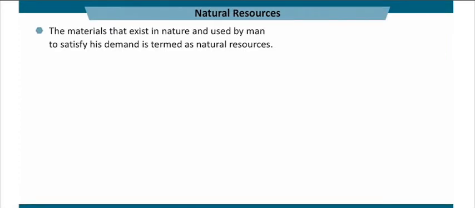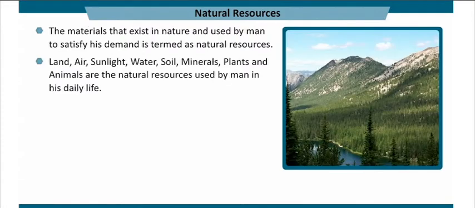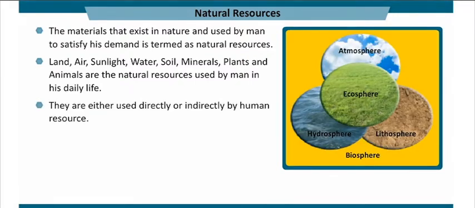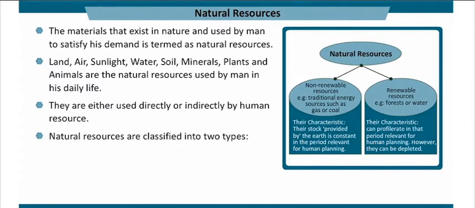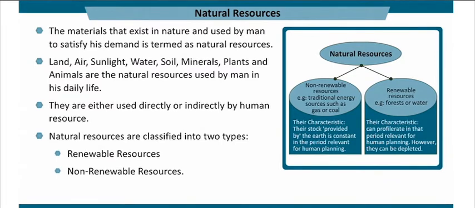Natural resources. The materials that exist in nature and are used by man to satisfy his demand are termed natural resources. Land, air, sunlight, water, soil, minerals, plants and animals are the natural resources used by man in his daily life. They are either used directly or indirectly by human resource. Natural resources are classified into two types: renewable resources and non-renewable resources.